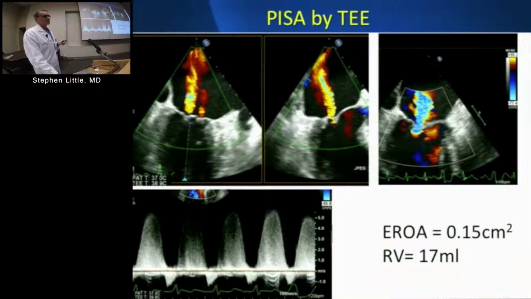Some examples. Obviously the concept works just as well by TEE, and you can do it. We don't tend to do it because we tend not to have circular jets or circular orifices by TEE, but oftentimes we'll do it and it makes sense.